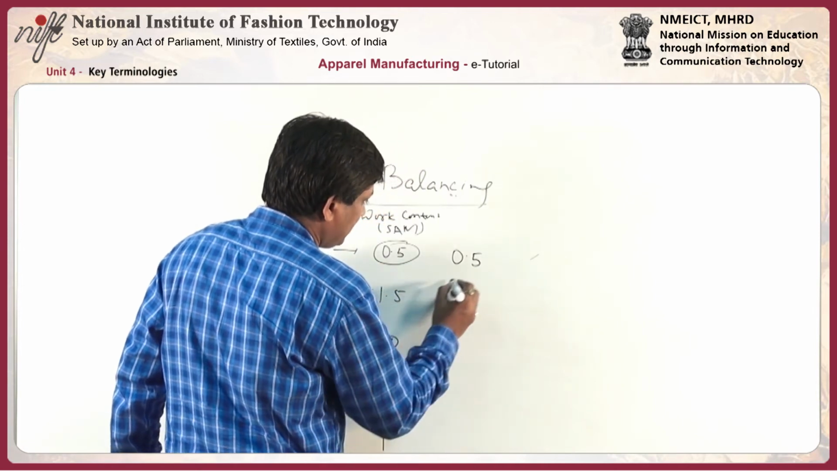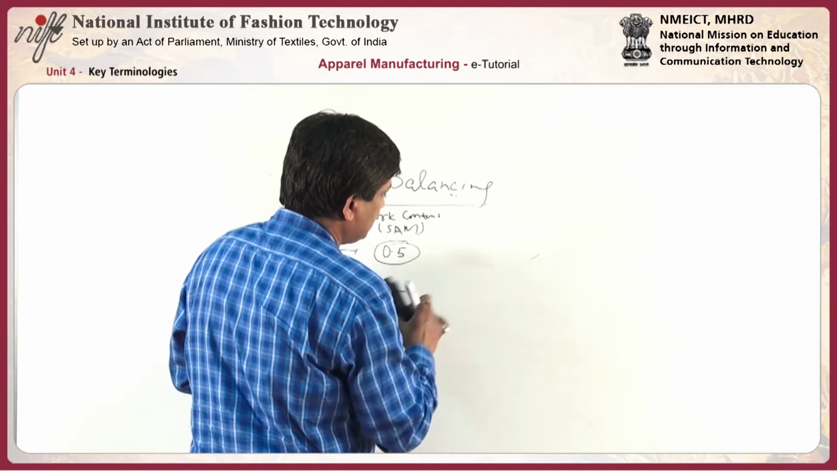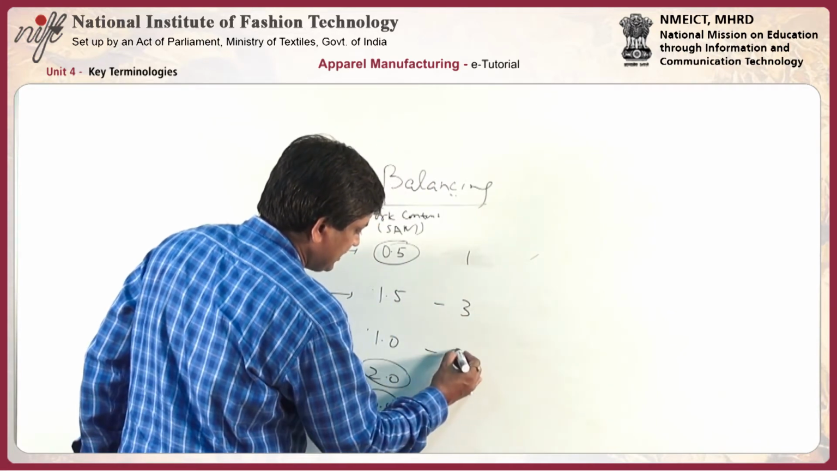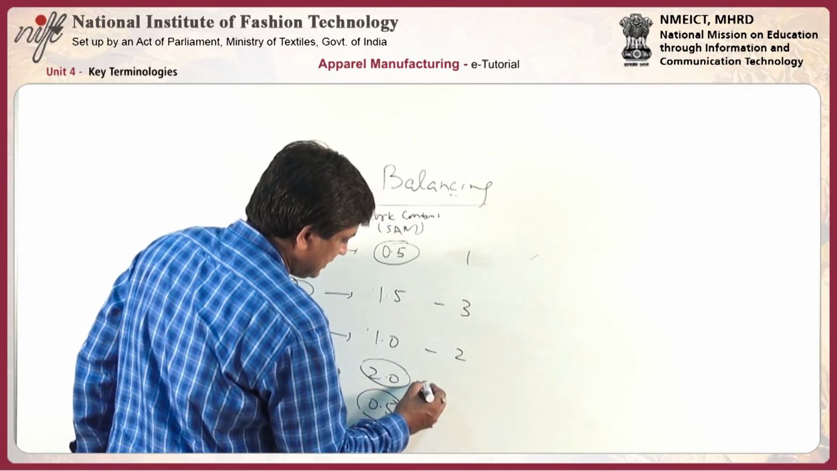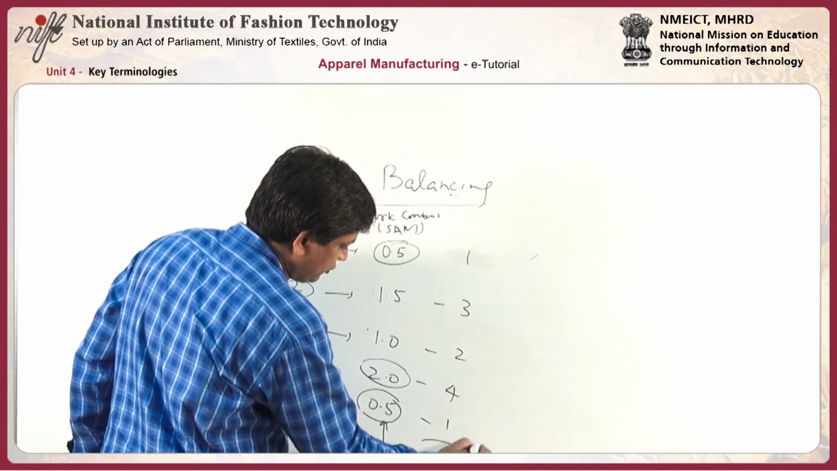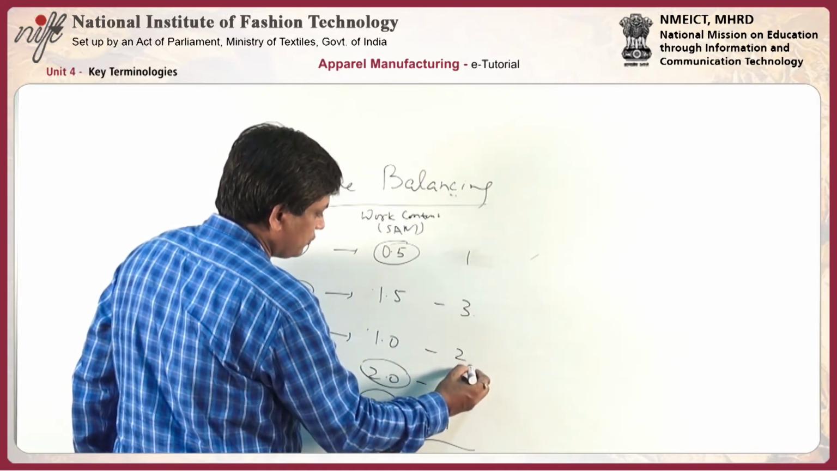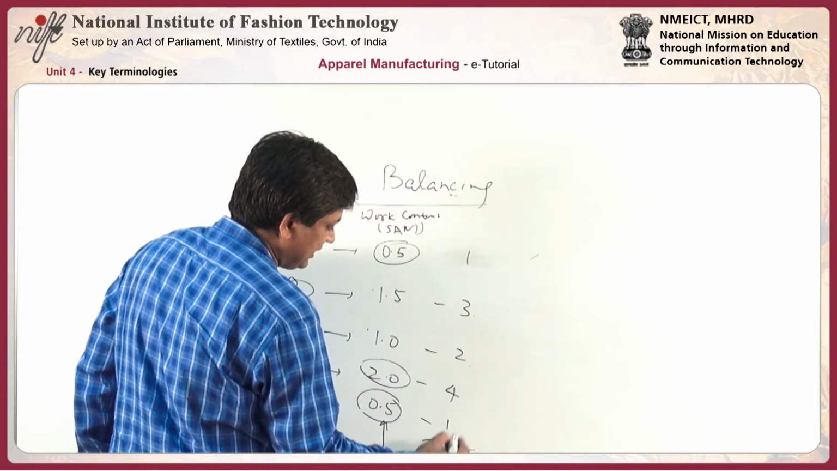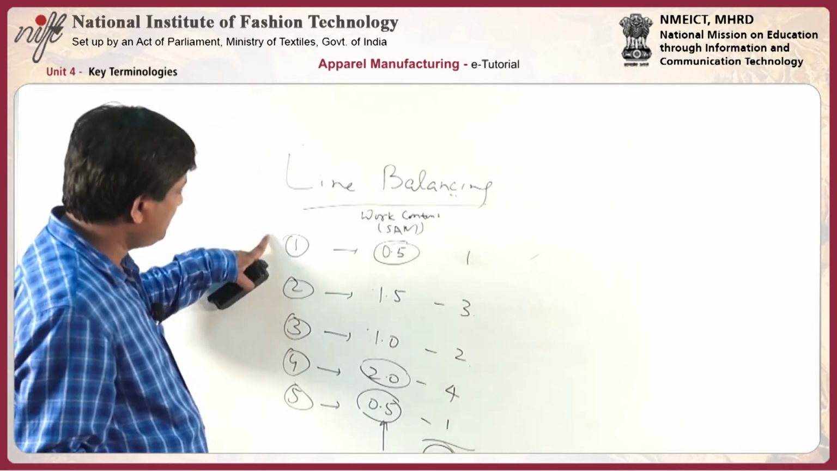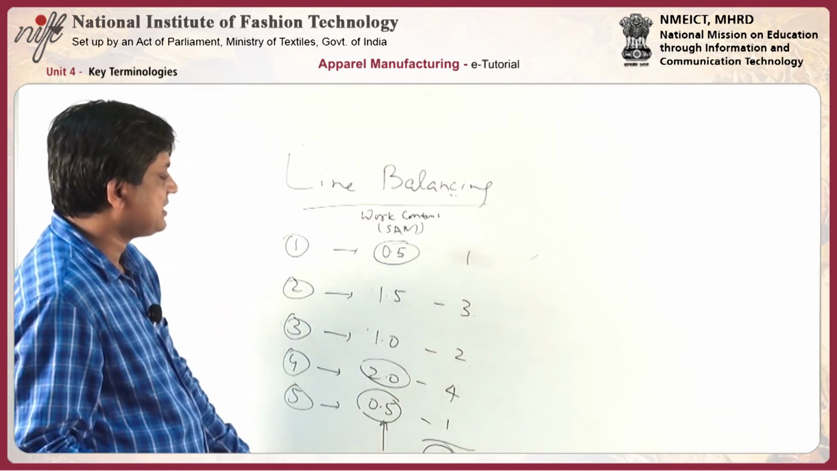For 0.5, we allocate one operator for this particular operation. Here we have to allocate 3 operators, here 2 operators, here 4 operators, and here 4 operators for the last one. So we have allocated the operators to these operations like this.